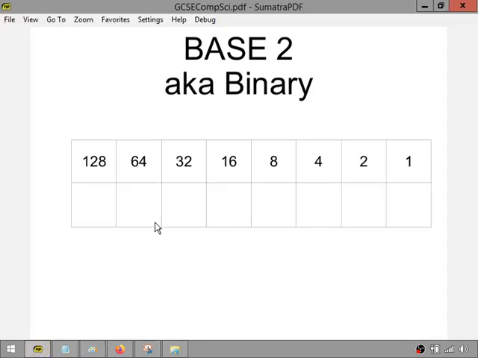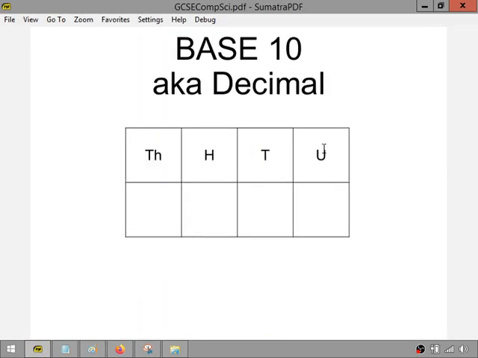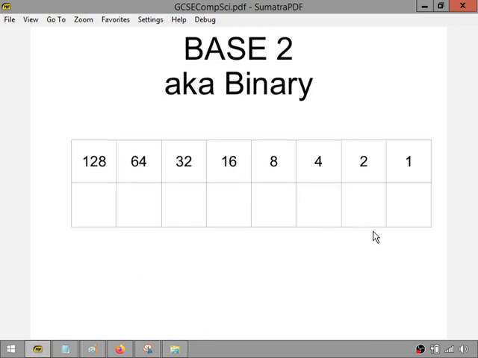And I'll just clarify that by bringing in the other number bases. So with base 10, you can have 10 different digits inside each column. So you can have 0 through to 9 here, that's 10 digits. And with base 2, you can have 2 different digits, that's 0 through to 1.